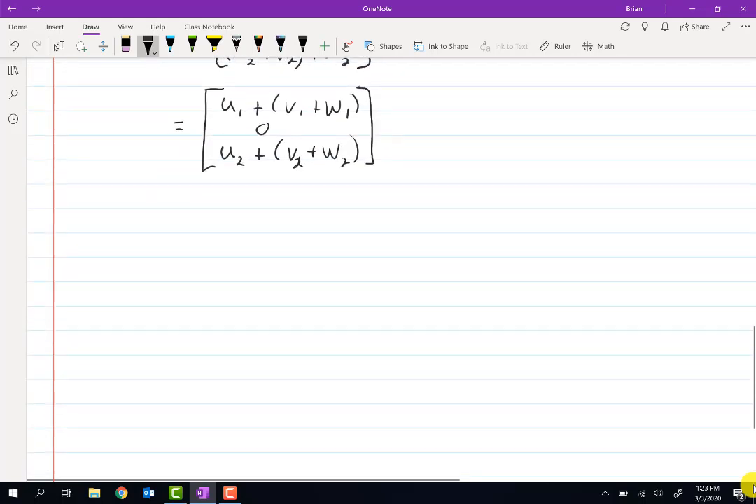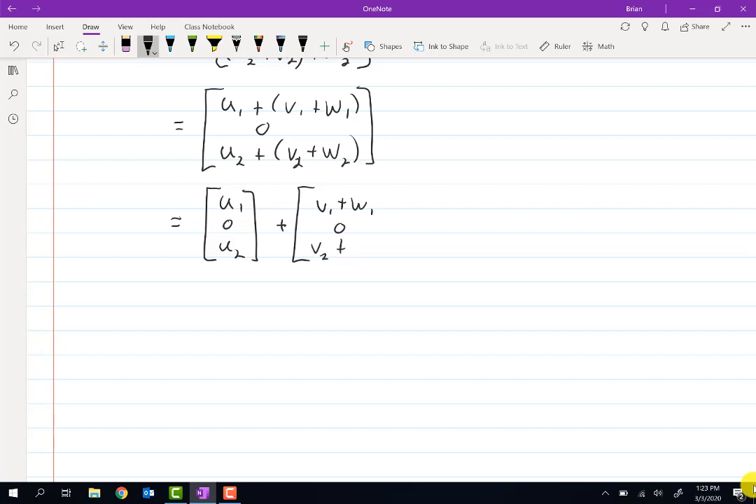And I can break that up, of course, into U1, 0, U2 plus V1 plus W1, 0, V2 plus W2. And of course that is the vector U plus parentheses V plus W.